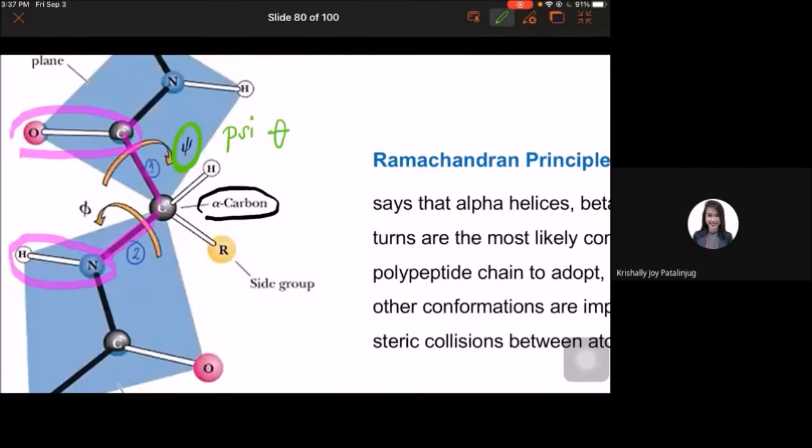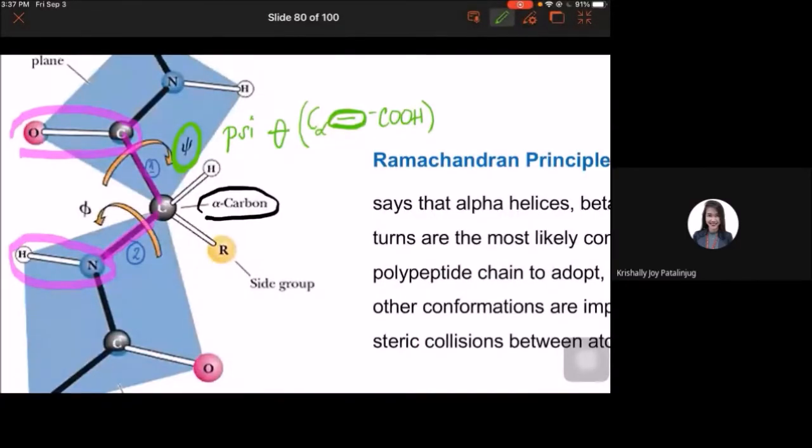The psi angle, as you can see, is produced upon rotation of the bond between the alpha carbon and the carboxyl, as labeled. So when this bond between the alpha carbon and the carboxyl rotates, an angle is formed. The angle is called the psi angle.